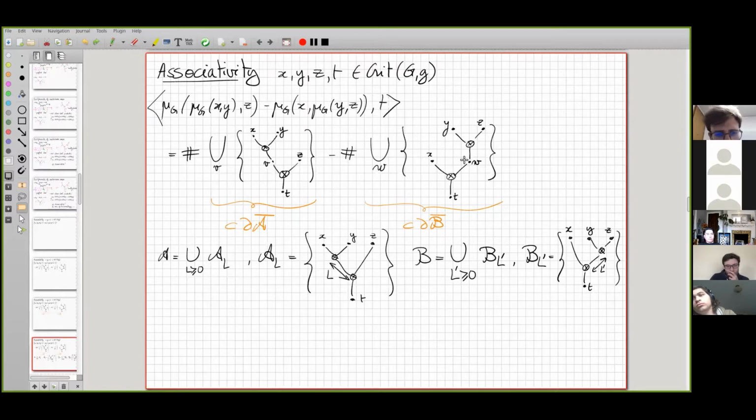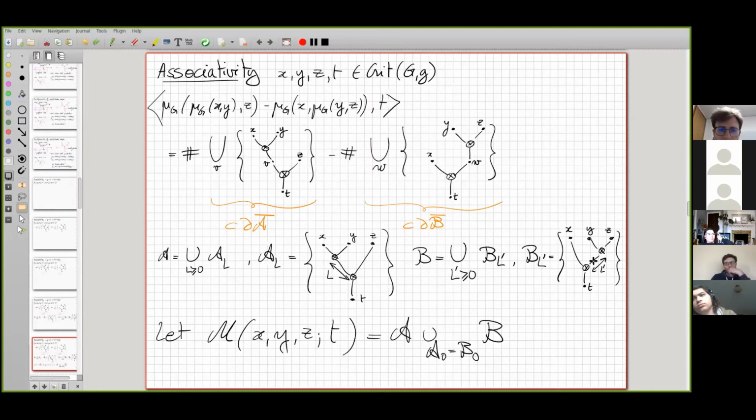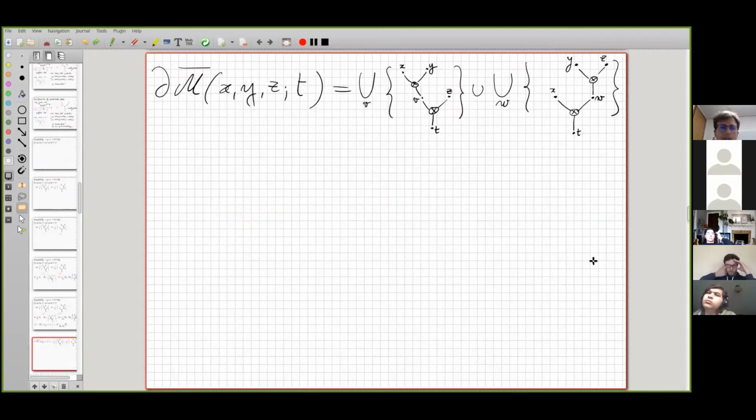But the thing is, observe that when L equals 0, you have a simpler tree, and when L prime equals 0, you will have the same thing, and this is because the product is associative. So in fact, these two spaces, you can glue them along the part where the lengths are 0. I'll give you a moduli space called M of x, y, z, t, and you can compactify it. So if you compactify, you have a boundary, and that corresponds to the thing that we just saw.